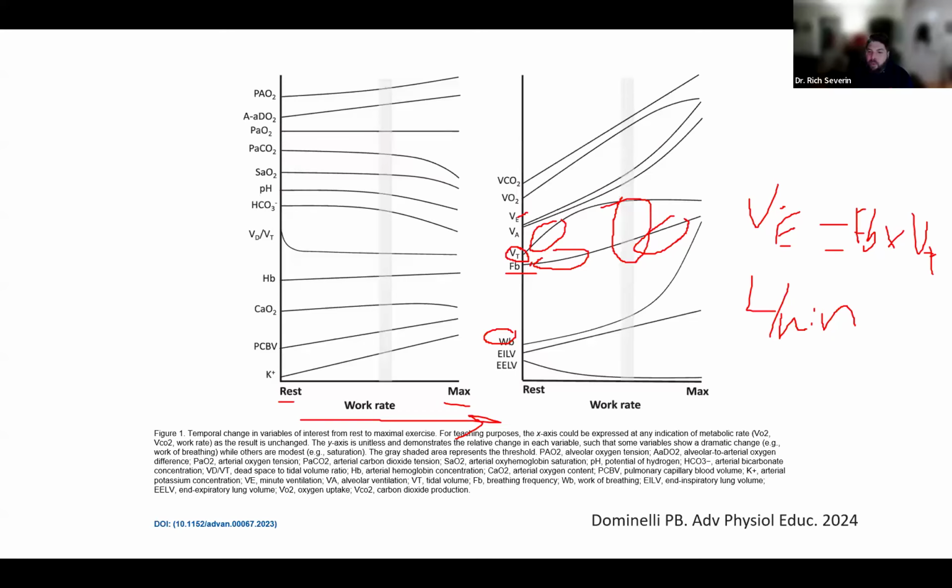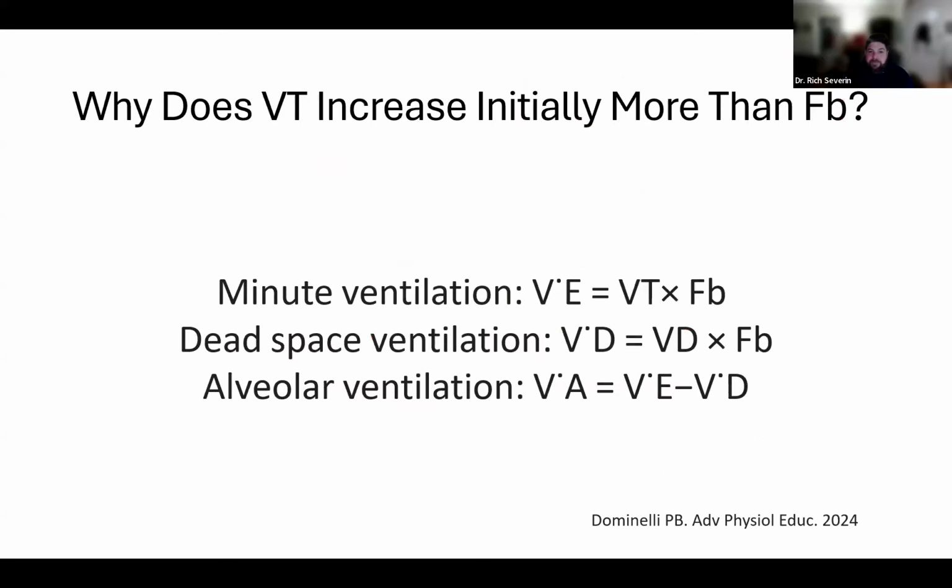Now, people may wonder, why does that happen? Why is this super important? We have this normal pattern of breathing where the volume increases are at a much greater magnitude than the frequency increases. Well, it's because there's a principle called dead space ventilation. Now, again, we talk about minute ventilation. This is the movement of air, tidal volume times frequency of breath. And then we've got dead space ventilation and alveolar ventilation.